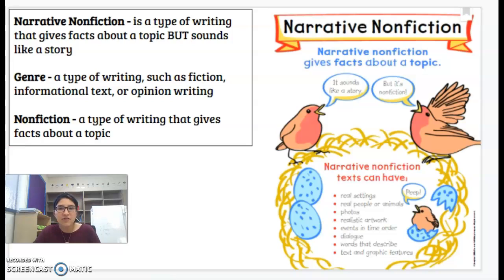So that's narrative nonfiction. One more thing I want you to understand about narrative nonfiction is that the purpose is to inform you, because we have persuade, inform, and entertain. But when you have narrative nonfiction, the author writes a story, yes, hoping you'll enjoy it, but their main focus is to inform you, give you real information about a topic. Okay?